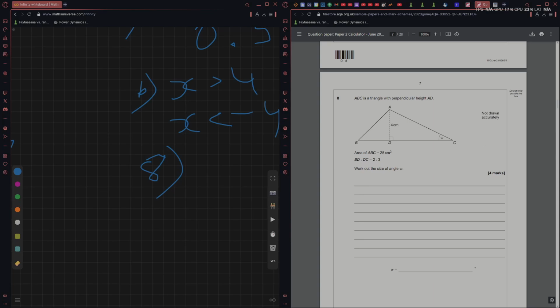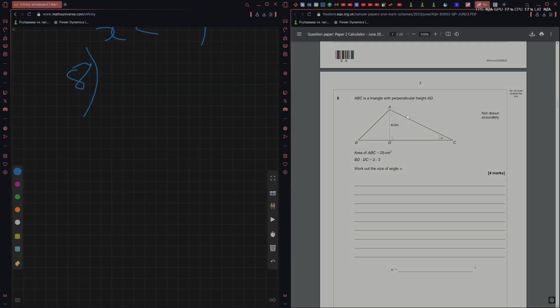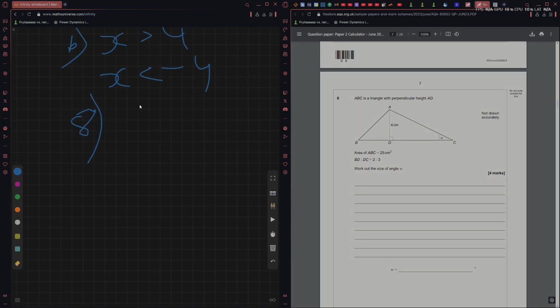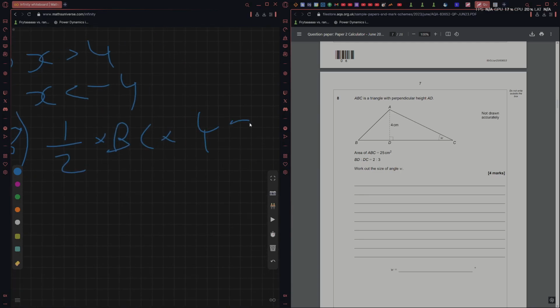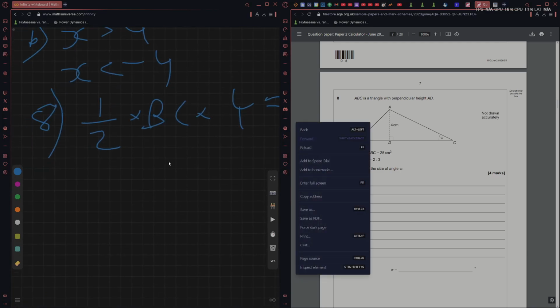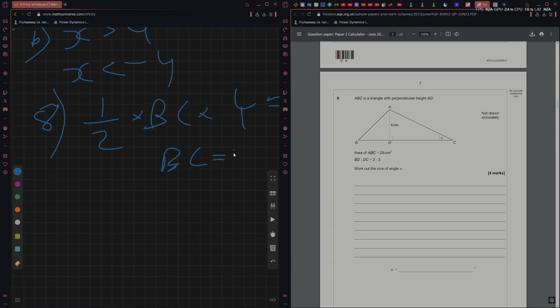So now we have this triangle question, looks like some trig. The area of ABC is 25. So we should just do half base times height here. So half times BC times 4 equals 25. So BC equals 12.5.